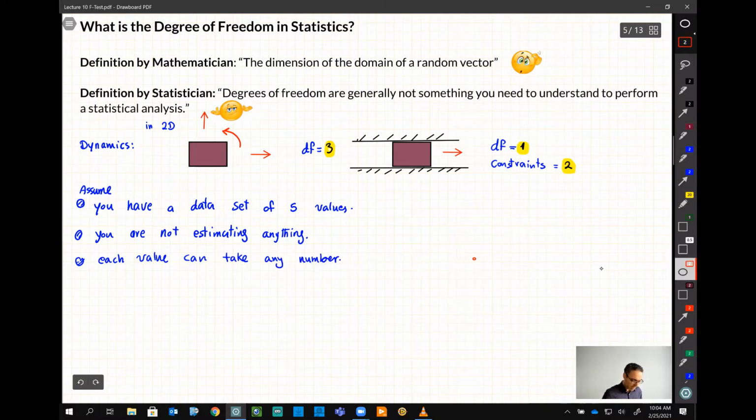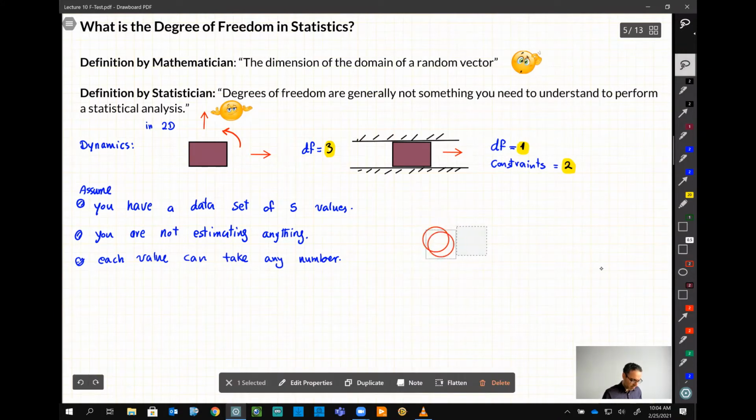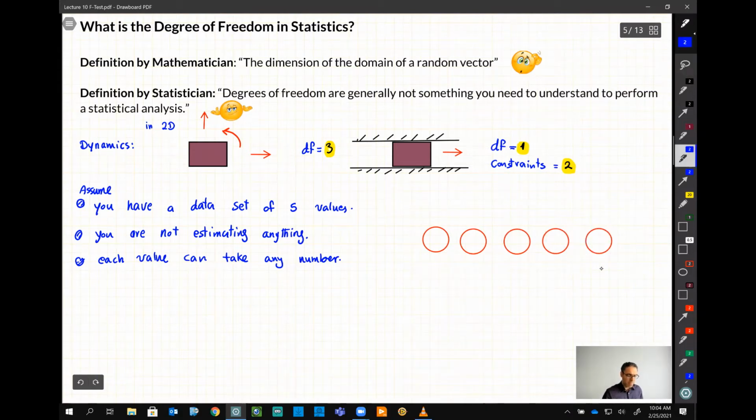Let's say as a placeholder, I have 5 placeholders for 5 numbers. One, two, three, four, 5. So I can put any numbers here, 7, maybe 8, let's say 5, and then 9, and then maybe 1. Since I'm not estimating anything, this 1 can be 11. Nobody cares, right?